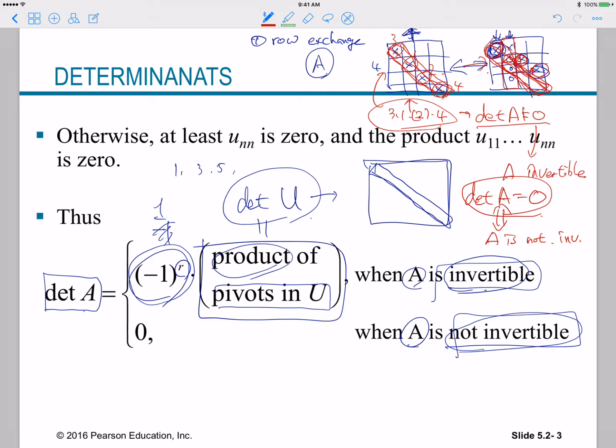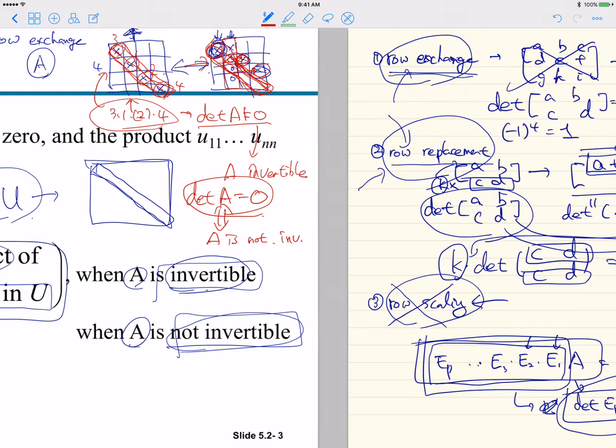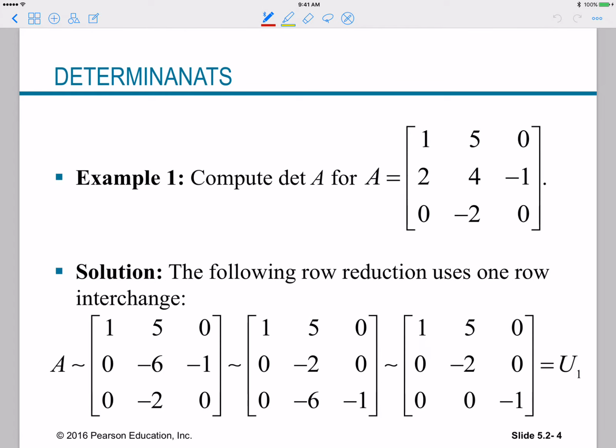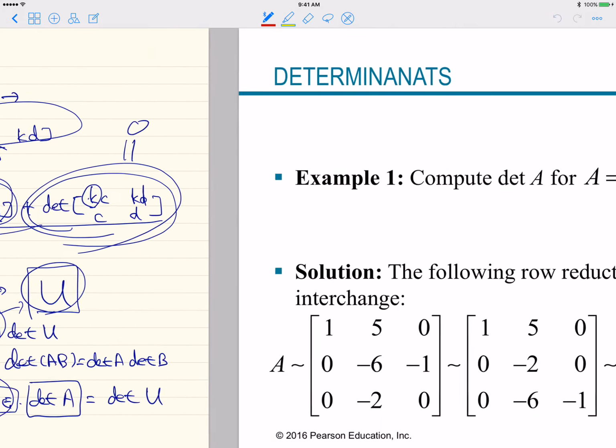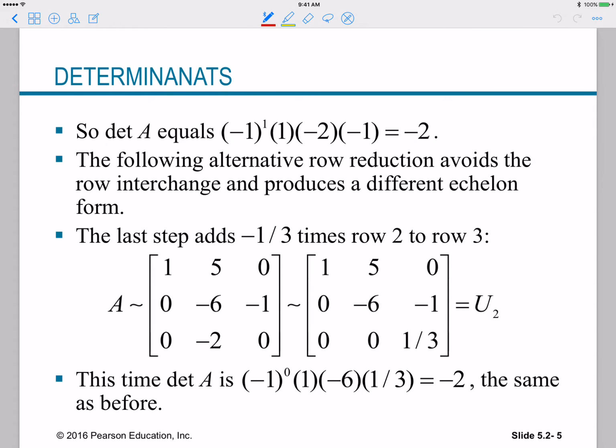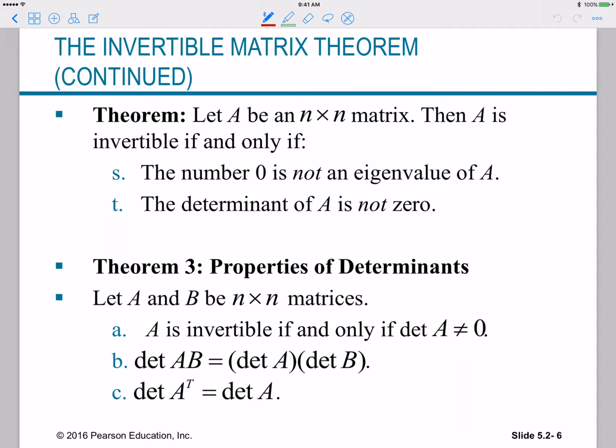Right? Okay, so that's the relationship of the determinant and the invertible versus not invertible matrix. Okay, so let's see. And then it's time for thinking about eigenvalue and also the determinant of the matrix A. Okay, so back to this eigenvalue thing.